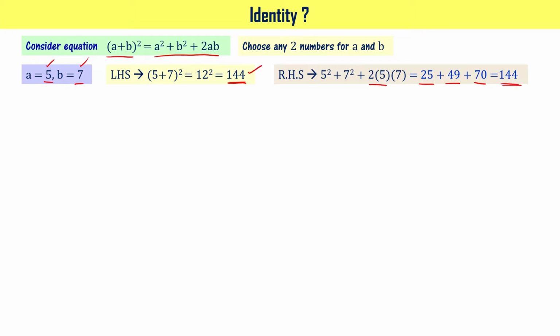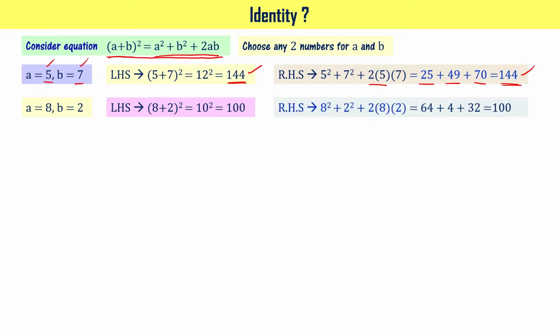You look at this, LHS is equal to RHS, right? That's why this is an equation, right? Now let us consider another set of numbers. a = 8 and b = 2. What is the value of LHS? (8 + 2)², that is 10², that is equal to 100, right? RHS is going to be 8² + 2² + 2 times 8 times 2. 8² is 64 and 2² is 4 and 2 times 8 is 16, times 2 is 32. So the value of RHS is 100 and the value of LHS is also 100.